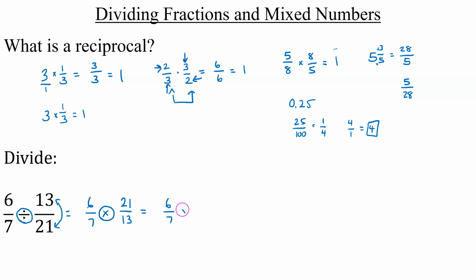21 over 13, I can break that down into 3 times 7. 13, I can't break that down. The 7's cancel. We get 18 over 13. But this is an improper fraction. We want to report this as a mixed number. 13 goes into 18 one time with 5 left over. So our answer is 1 and 5/13.